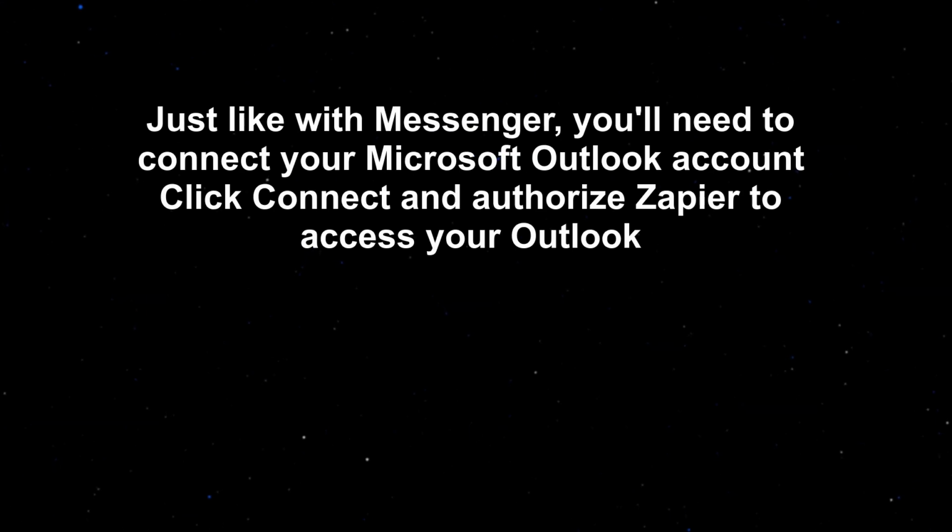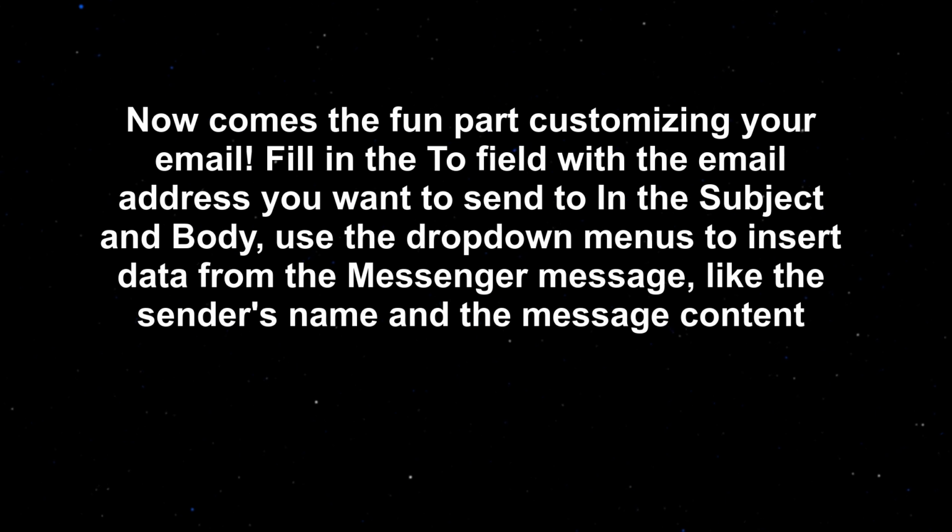Click Continue. Just like with Messenger, you'll need to connect your Microsoft Outlook account. Click Connect and authorize Zapier to access your Outlook. Now comes the fun part, customizing your email. Fill in the To field with the email address you want to send to, and the subject and body. Use the drop-down menus to insert data from the Messenger message, like the sender's name and the message content.